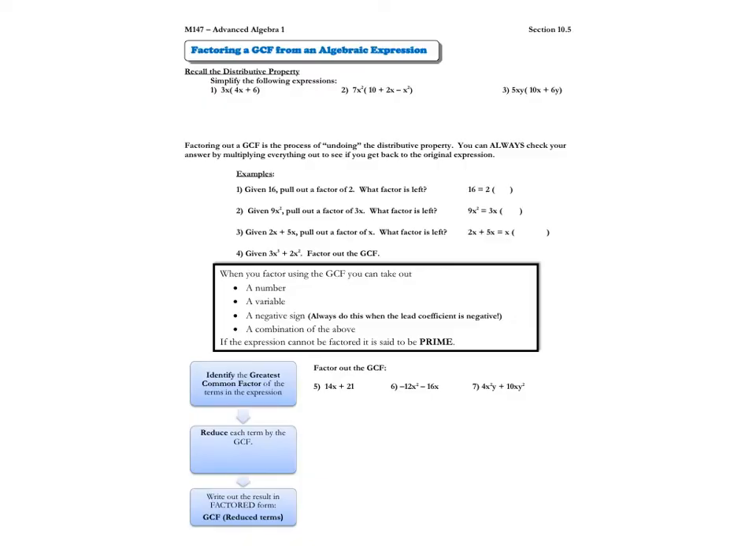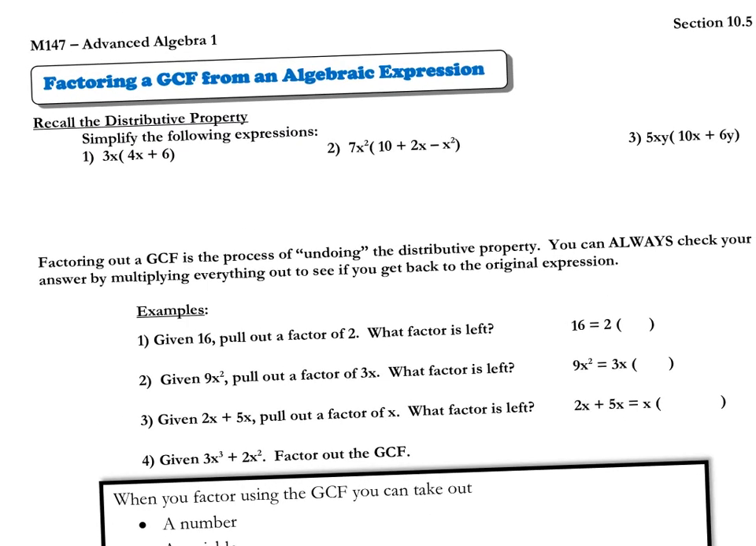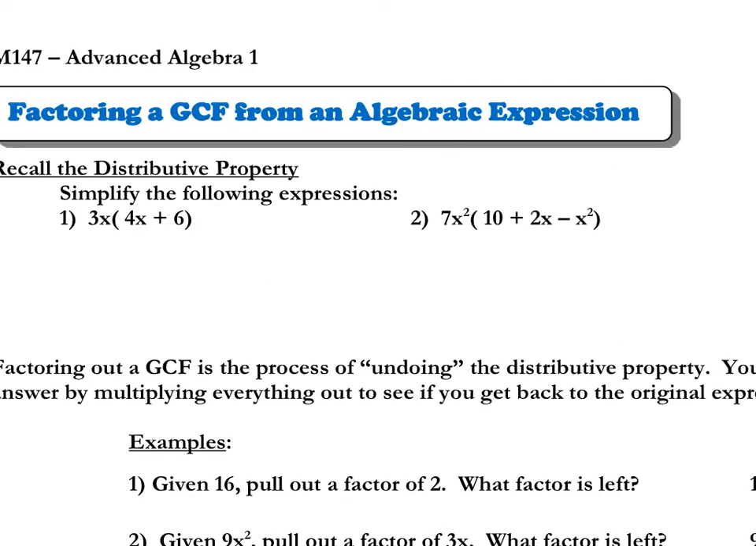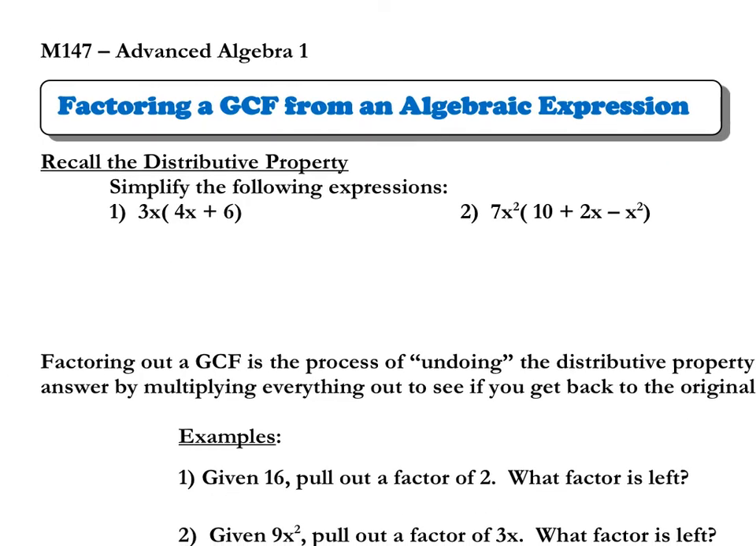Okay. All right. So remember with the distributive property, we distribute to everything inside the parentheses. So this is 12x to the second. Remember that when you multiply powers with the same base, you add the exponents, plus 18x.